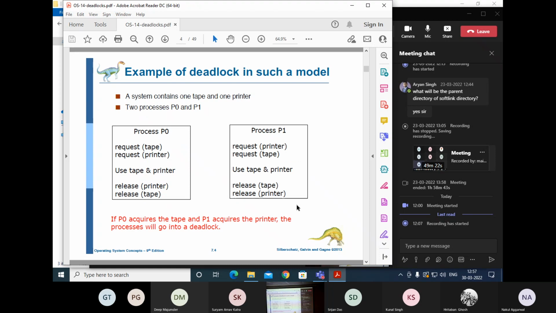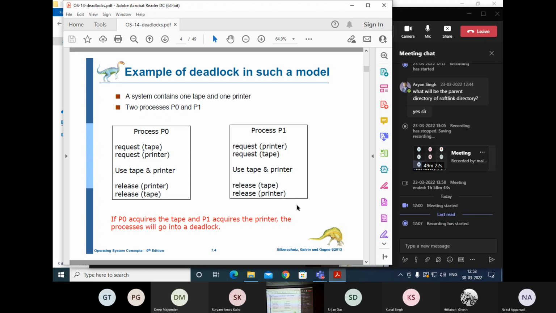Here is one example, consisting of two processes, P0 and P1. Let's say there are two types of resources, tape and printer, and there is only one instance of every type. So one tape and one printer. P0 requests the tape, and let's say the OS allocates it. Then there is a context switch. As P1 starts executing, it requests the printer. Again, the OS allocates it.